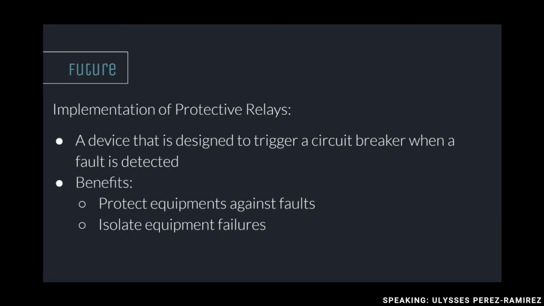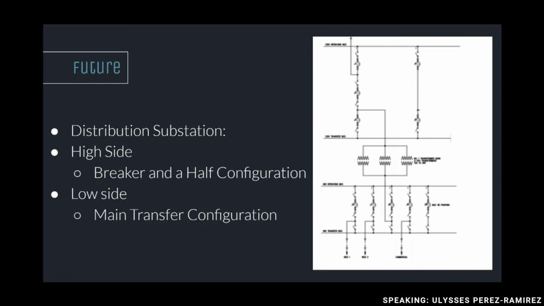Protective relays are devices designed to trigger a circuit breaker when a fault is detected. This brings the benefit of protecting equipment against faults, such as short circuits, and it could also isolate faulty equipment. The protective relays are going to be placed inside the distribution substation. As you can see here, we have circuit breakers, and every circuit breaker along the high side and low side, as well as the distribution lines going to our loads, is going to have a protective relay.